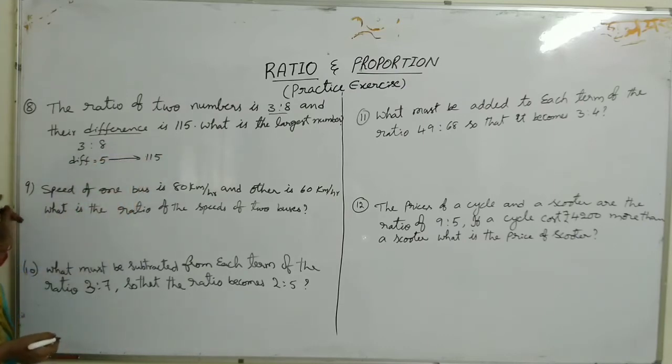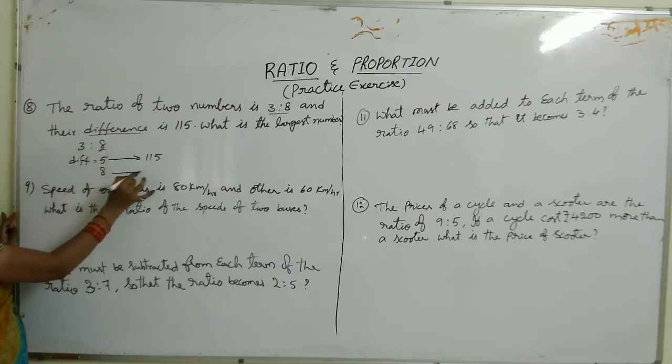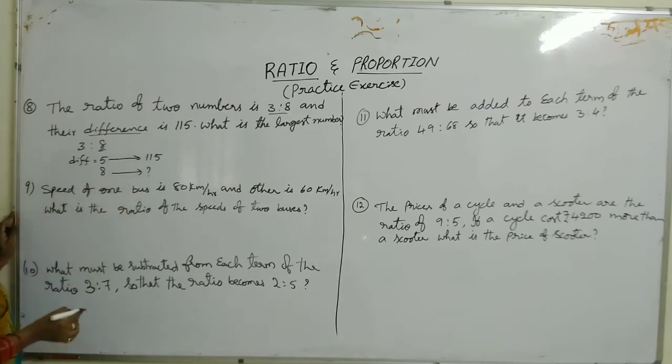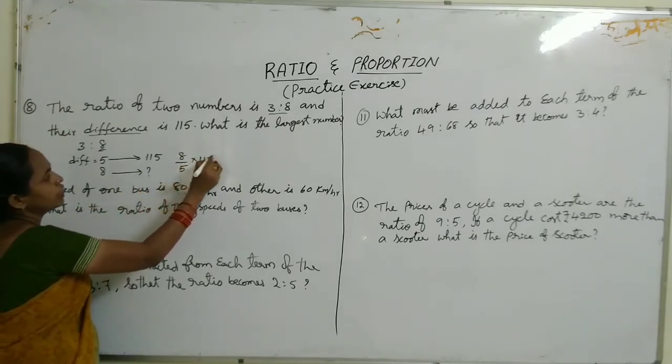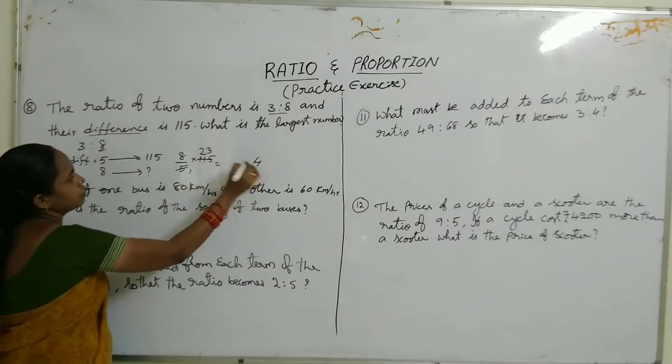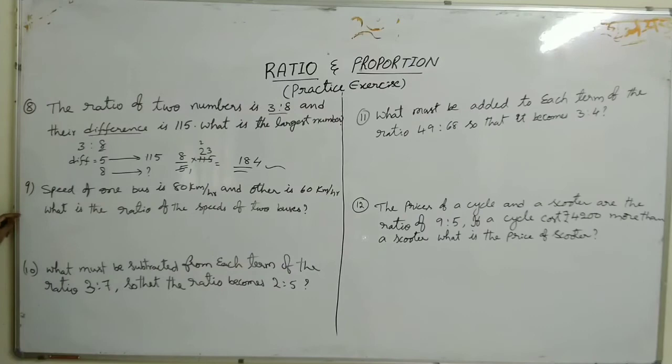Then what do we have to find out here? The largest number. So the largest unit is 8 here. So what is the value of 8? 8 by 5 into 150. That is 5 ones are 5, 5 threes are 15. 8 thirties are 240. So the largest value is 240. Next.